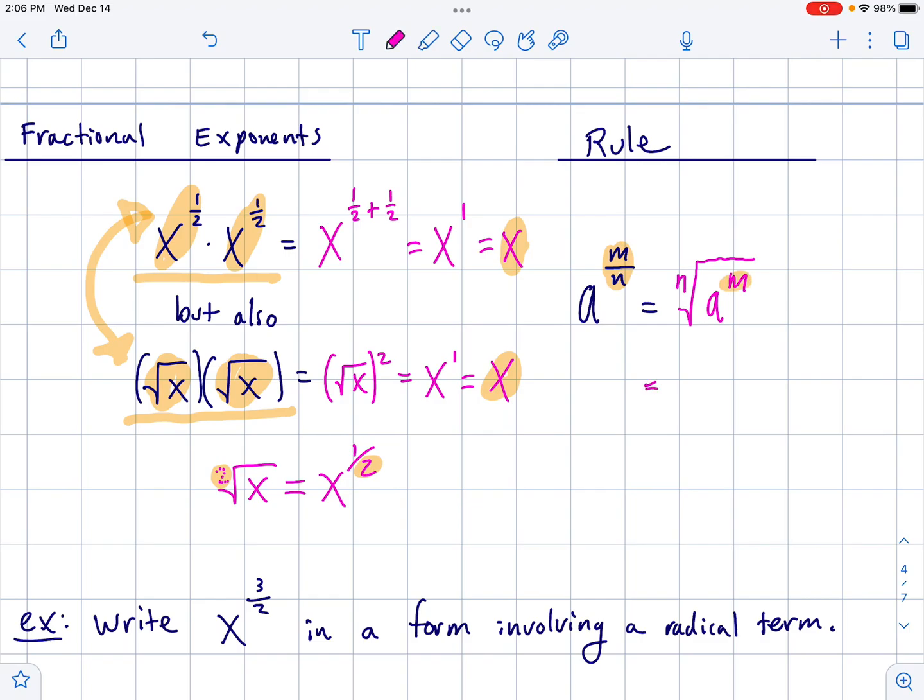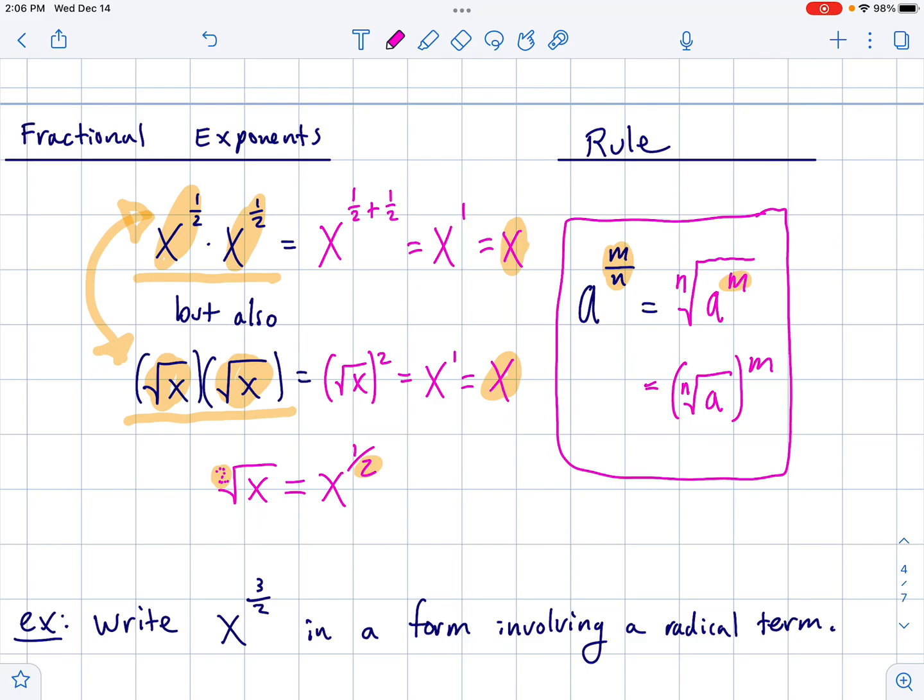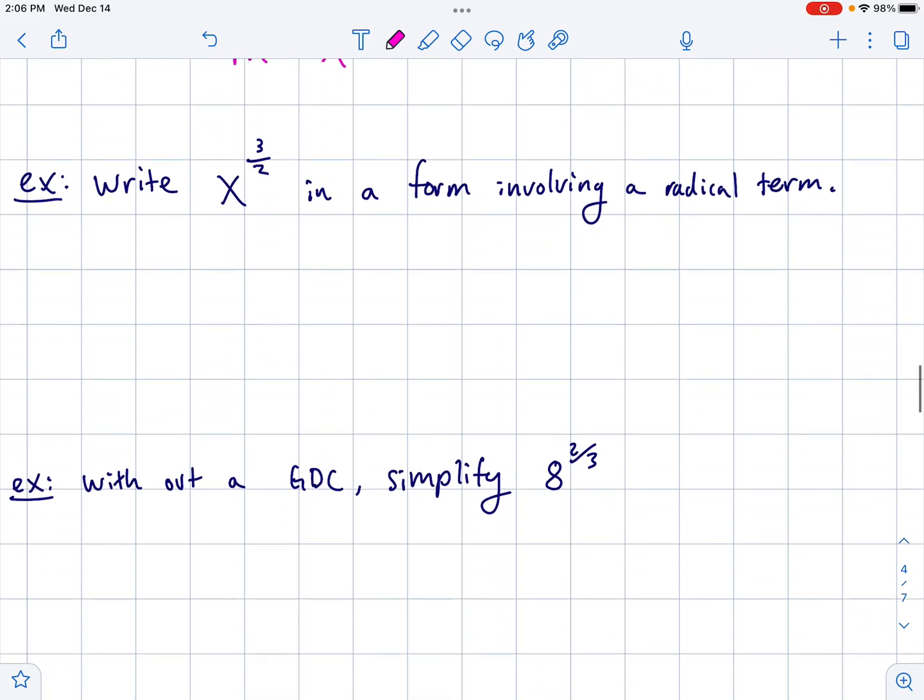Now the m can either be inside the radical, like I've written it here, or an alternative way to write this is that you have the nth root of a all to the m power. So those are all equivalent to each other.